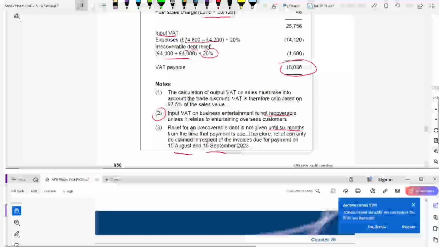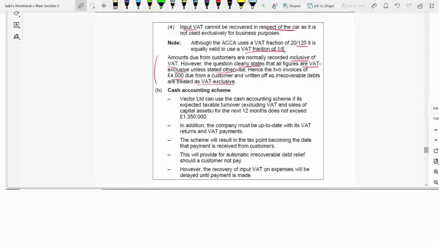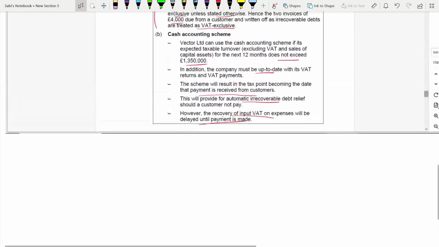Okay. Coming to part B. Conditions for cash accounting scheme. So this is just simply theory that you can write. That is, it should not exceed 1.35 million. Must be up to date. Okay. So the scheme will result in tax payment become the date of payment received from customer. Automatic irrecoverable debt relief is there. And recovery of input VAT is delayed until payment is made. All what you have covered in the slide. It's the same thing.